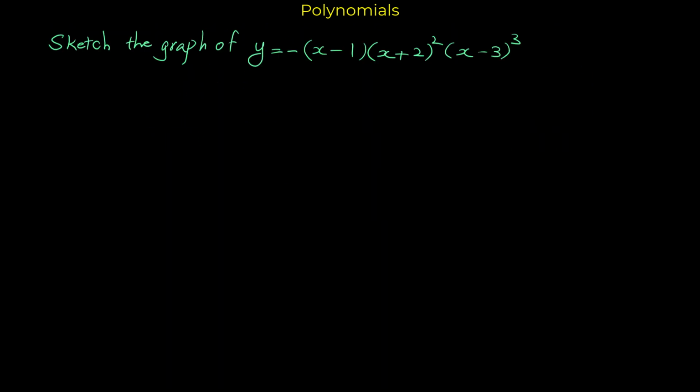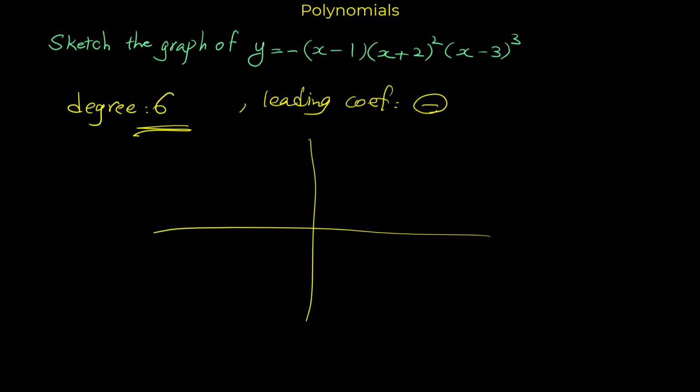Sketch the function y equals -(x minus 1) times (x plus 2) to the 2 times (x minus 3) to the 3. What is the degree of this polynomial? Immediately by looking at this polynomial, we know that it is of degree 6. 3 plus 2 plus 1 is 6. So this is of degree 6. Leading coefficient of this polynomial is positive or negative? Leading coefficient is negative. Degree is even, so the two ends are going in the same direction, but leading coefficient is negative. So immediately we know that the two ends are going down.